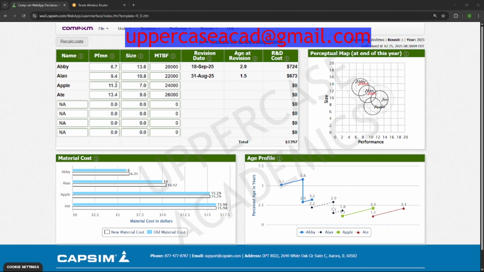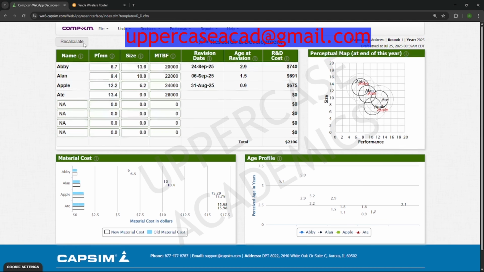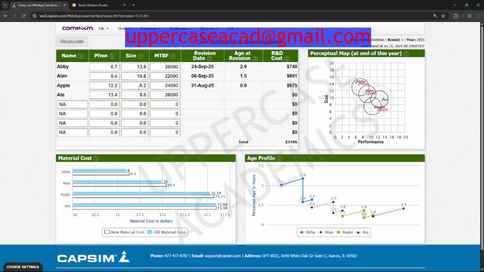The next one is Apple. Apple is in the nano segment, so I'll give it 12.2 and a size of 12.2. Then I'll hit my recalculate button. So it's coming out in August. And finally Eight, which is in the elite, I'll give it 14.2 and a size of 8.1. Then I'll hit my recalculate button. Okay, you see that all the products are coming out in September.